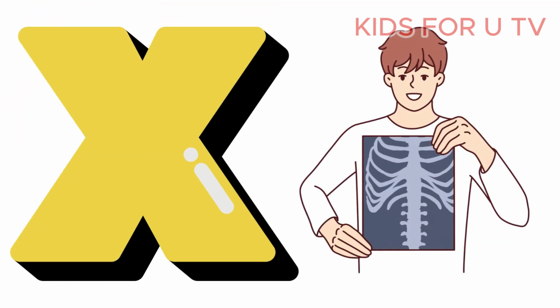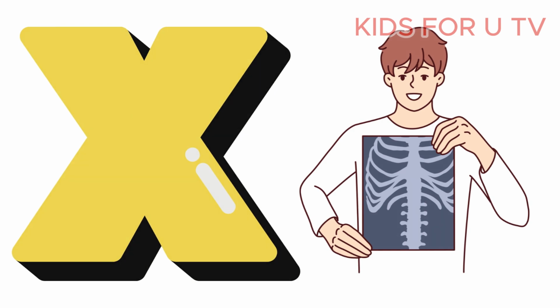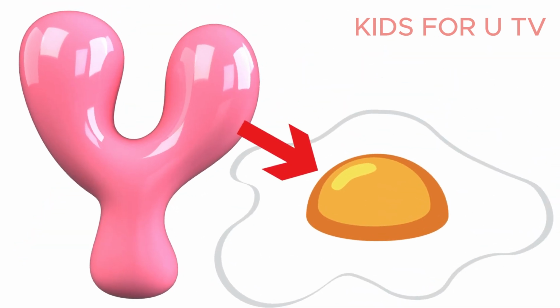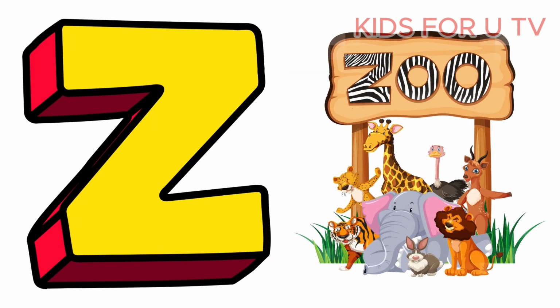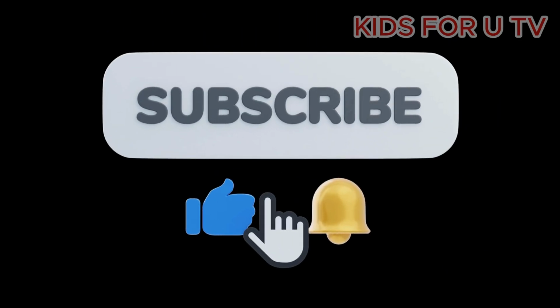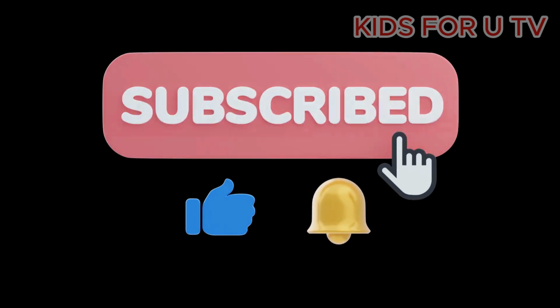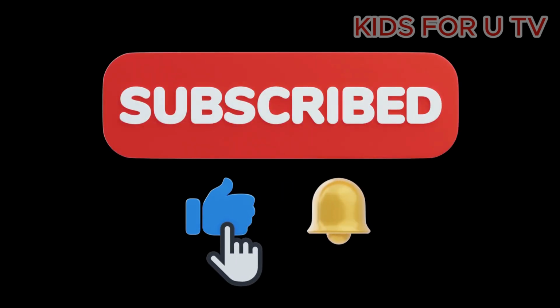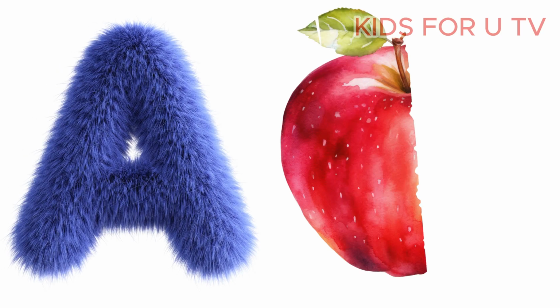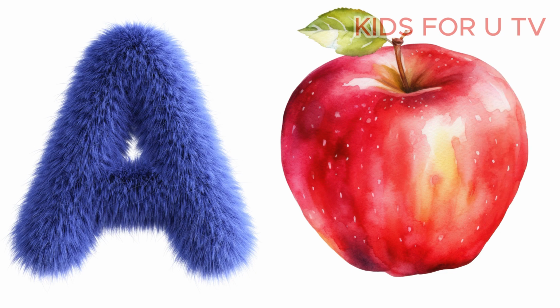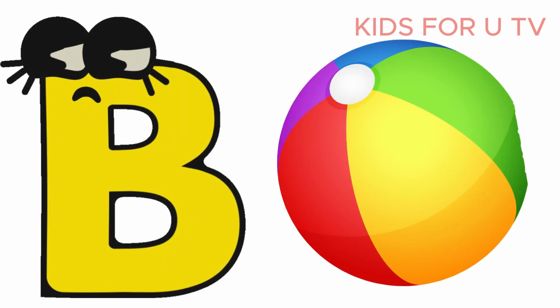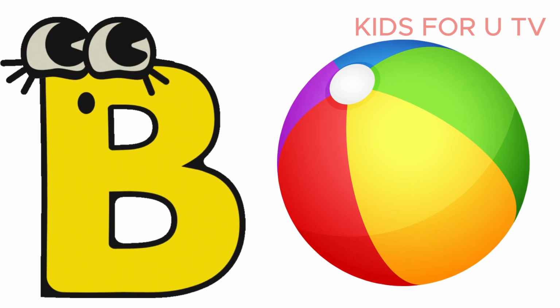Let's sing again with ease. Sing again with ease. Let's sing again with ease. Sing again with ease. Let's sing again. A is for apple. Apple. A is for apple. Apple. B is for ball. B is for ball. B is for ball.